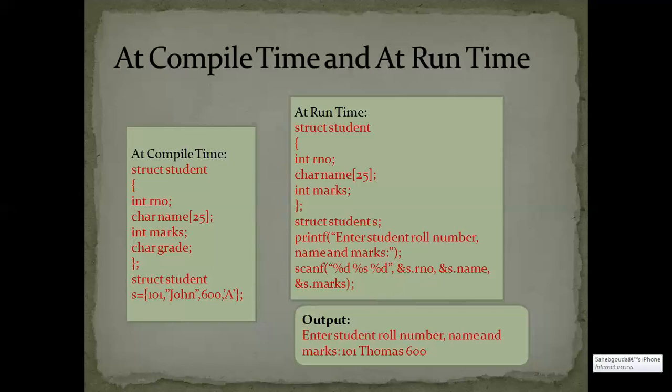Okay, so we are using the structure student, right? That is why we have taken the roll number of the student, the name of the student, and the marks of the student. I'm going to read all these values. Finally, the output for this particular run: enter student roll number, there is a printf statement, name and marks. So what is the first one? First one is roll number 101, name is Thomas, marks is 600. Understood?